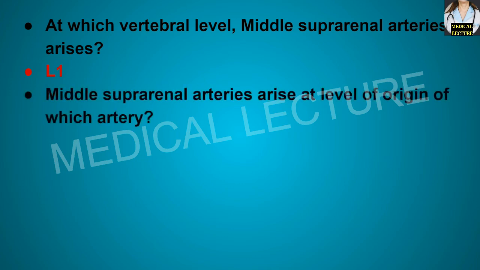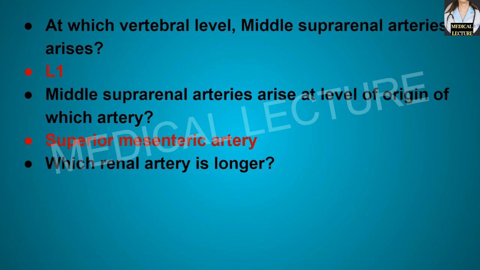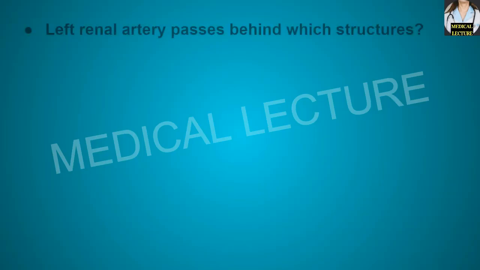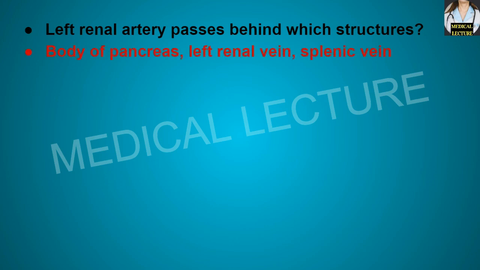The middle suprarenal arteries arise at the level of origin of which artery? The superior mesenteric artery. Which renal artery is longer? The right renal artery is comparatively longer than the left renal artery, but the right renal artery is lower than the left renal artery. The right renal artery passes behind which structures? The inferior vena cava, head of pancreas, and the second part of the duodenum. The left renal artery passes behind which structures? The body of pancreas, left renal vein, and the splenic vein.